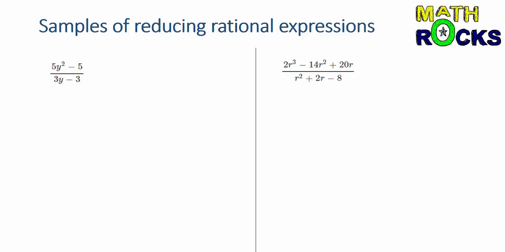So I'm going to start by taking a look at the top, and I see that 5y squared minus 5 has the first thing I should always look for, which is a greatest common factor. So I'm going to go ahead and factor that as 5 times y squared minus 1. And on the bottom, I notice that 3 is a greatest common factor. So I'm going to go ahead and take 3 times y minus 3. Or excuse me, y minus 1.